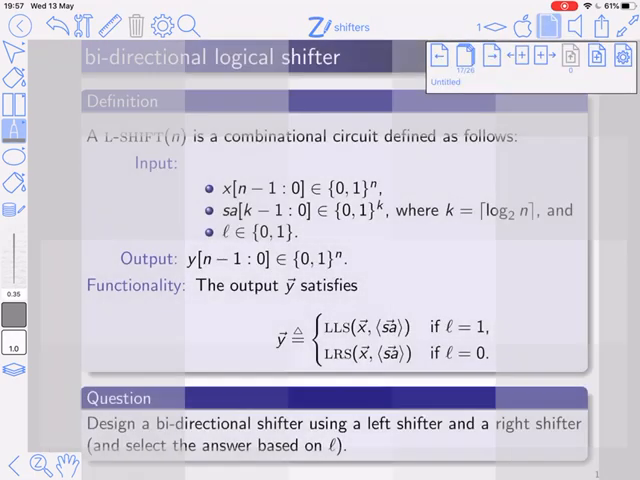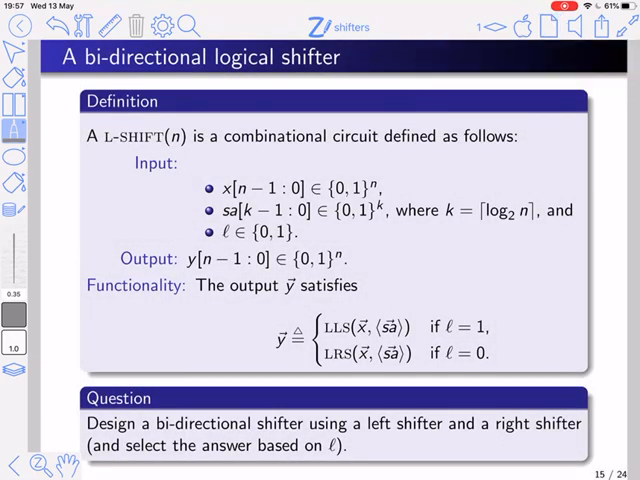Okay. Now let's think of a bidirectional logical shifter. It's a combinational circuit. We have a parameter n, which specifies the length of the input x. We have a shift amount, which is log n bits long, and we have an extra bit L. L tells us if we want to go left or not. So if L equals 1, it means it is a left shift, and if L equals 0, it means it's a right shift.